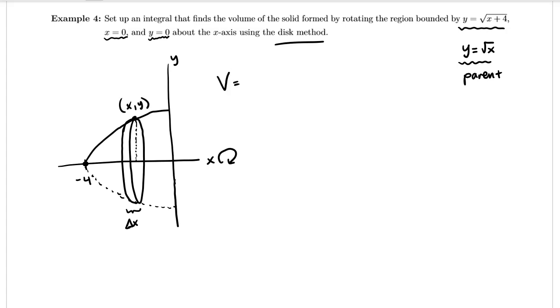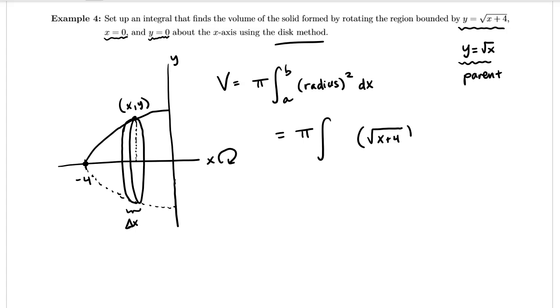So my volume is equal to pi times the integral from a to b of my radius of the disk squared dx. So let's figure out what the radius should be. Looks like my radius is whatever my y value is, but because we're integrating with respect to x, instead of y, I'm going to write this as the square root of x plus 4, and we're squaring that quantity, and we have dx.